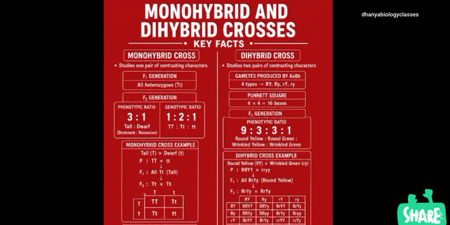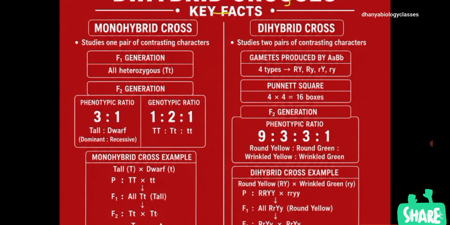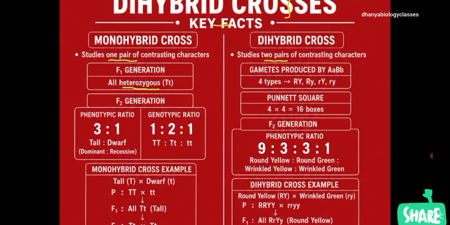Let's see key facts of dihybrid and monohybrid crosses. A monohybrid cross studies one pair of contrasting characters, while a dihybrid cross studies two pairs of contrasting characters. In monohybrid cross, the F1 generation is all heterozygous, that is capital T, small t. In the F2 generation, the phenotypic ratio is 3:1, that is 3 tall and 1 dwarf, while the genotypic ratio is 1:2:1, that is capital T capital T is 1, capital T small t is 2, and small t small t is 1.